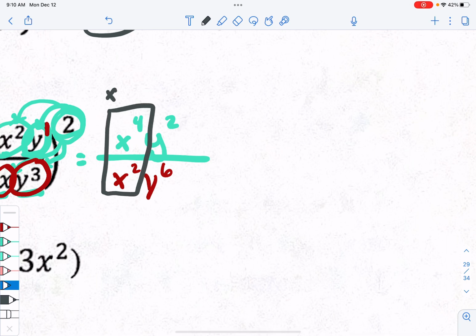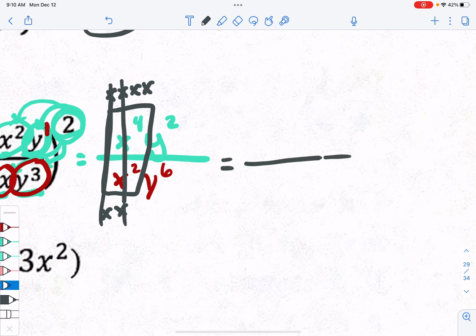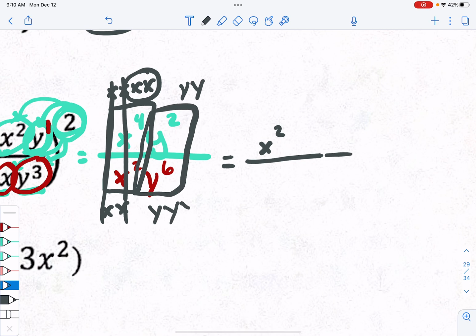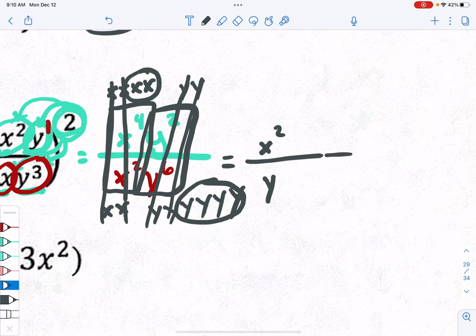Okay, now we just combine the x's. So I have 4 on the top, and I have 2 on the bottom, okay? And if you can do this without having to write this out, good for you. You just do it, okay? I will have 2 left over on the top, so that's x squared on the top, okay? For y's, I'll have 2 y's on the top and 6 y's on the bottom, okay? These two will cancel, so I'll have 4 left on the bottom and y to the 4th, okay?